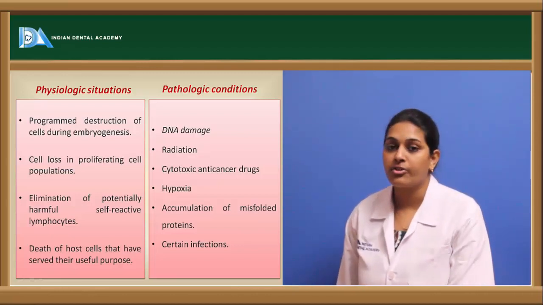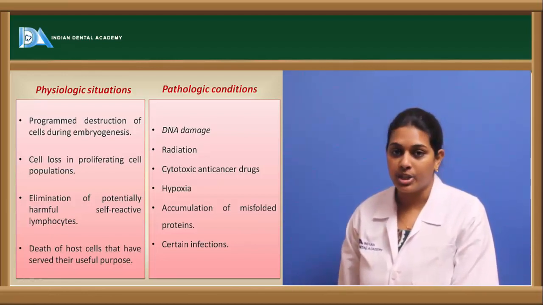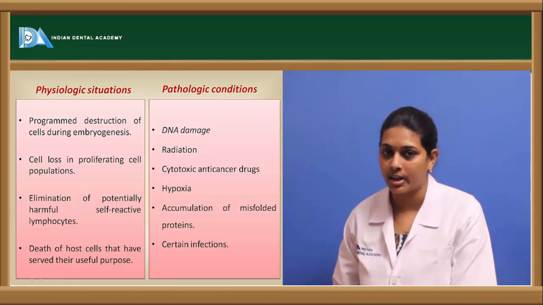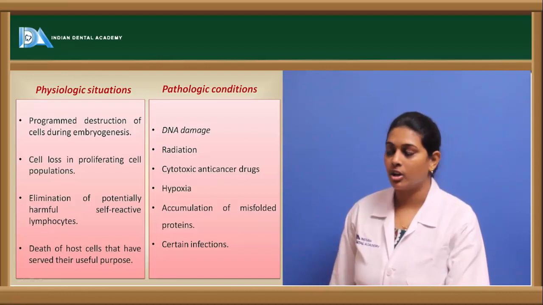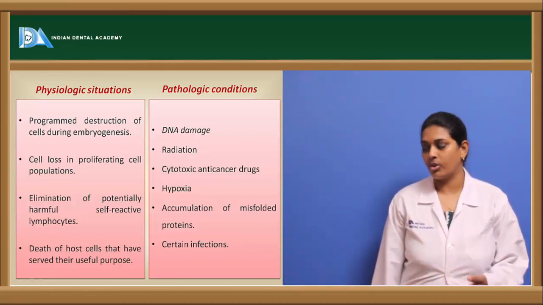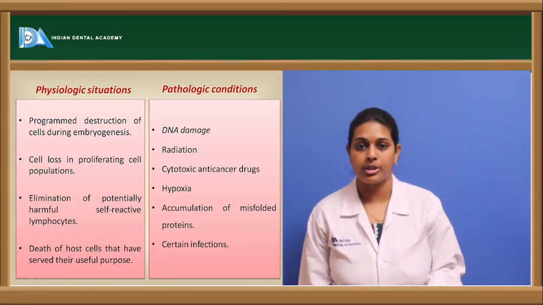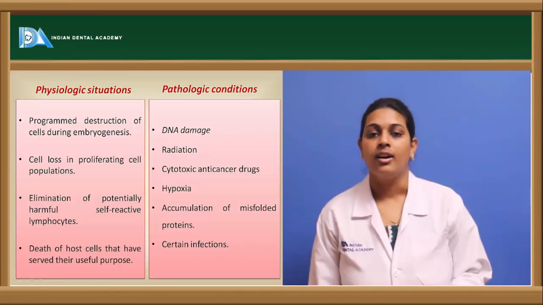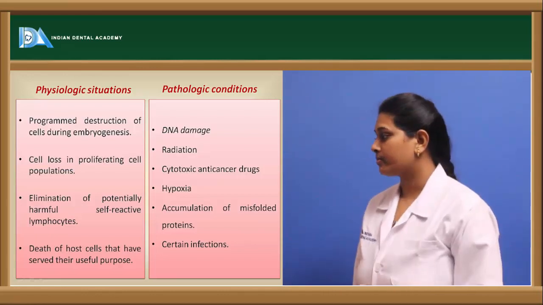Then, self-reactive lymphocytes, that is lymphocytes which are potentially harmful to our bodies, are eliminated by the process of apoptosis, which is also a physiological function of apoptosis. Coming to the death of host cells that have served their useful purpose, that is cells which have functioned to a maximum limit and are no longer required in the body, they are removed by the process of apoptosis in physiological situations.